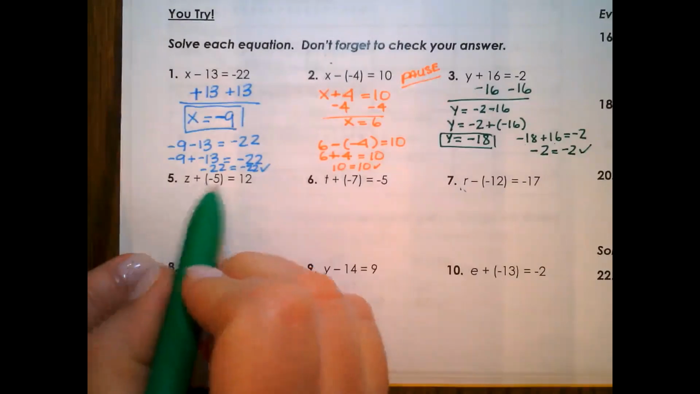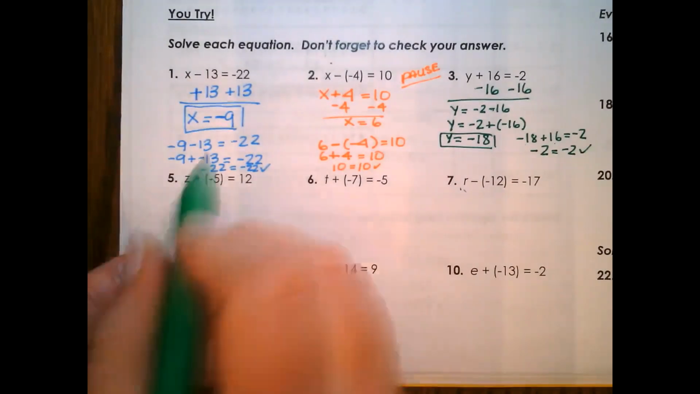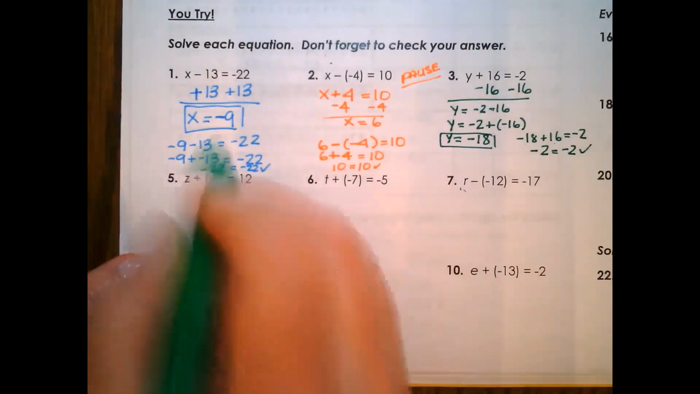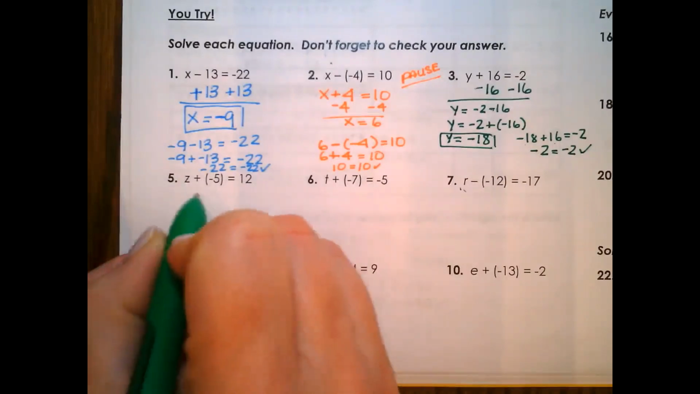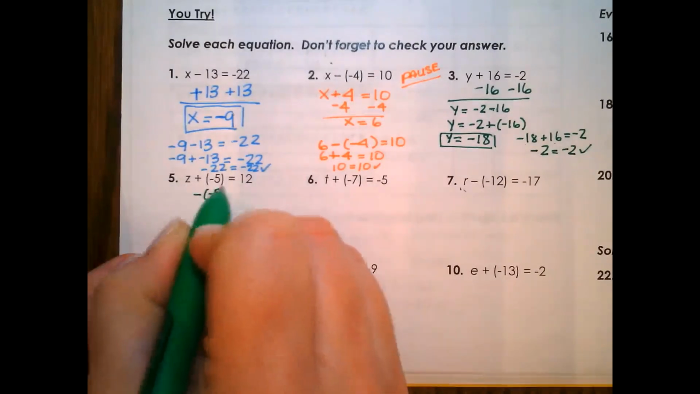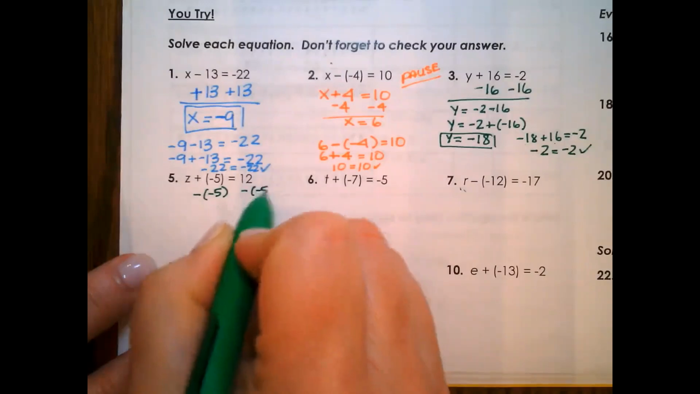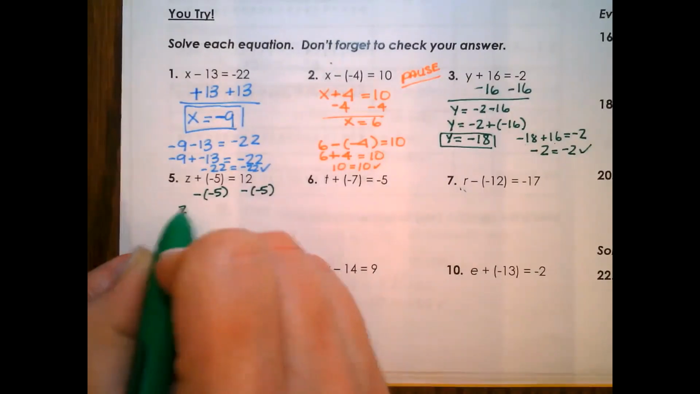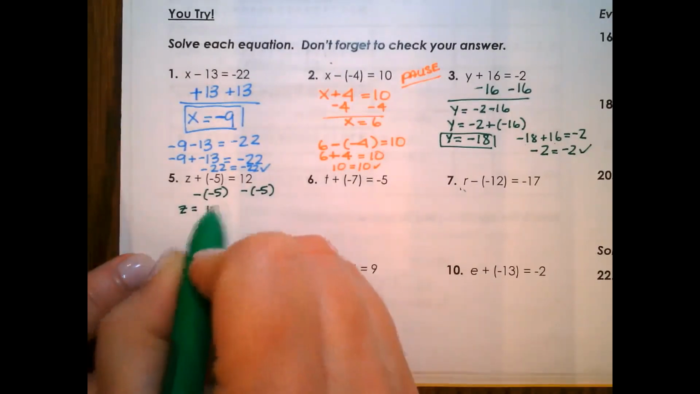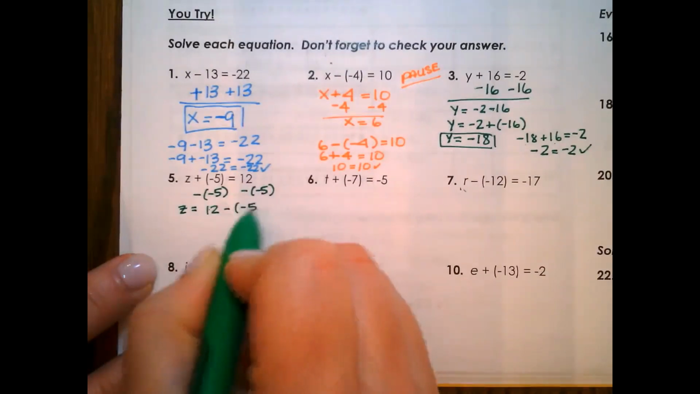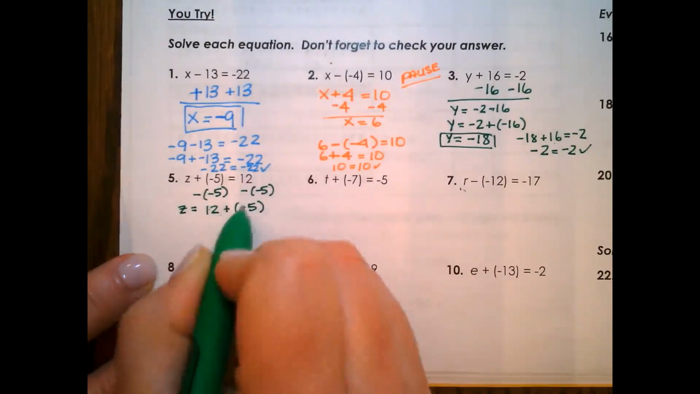All right, z plus a negative 5 equals 12. So here we're adding a negative 5. So we are going to subtract a negative 5 from both sides. All right, so z will equal 12 minus negative 5. So we're going to add the opposite.